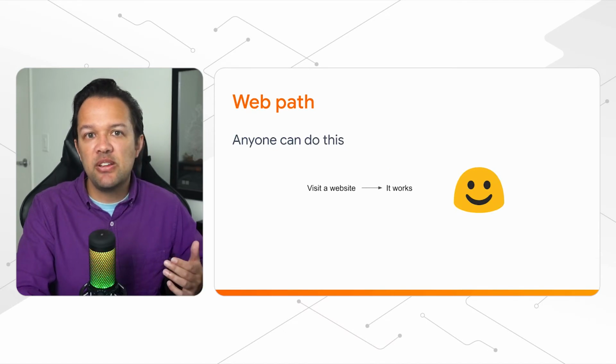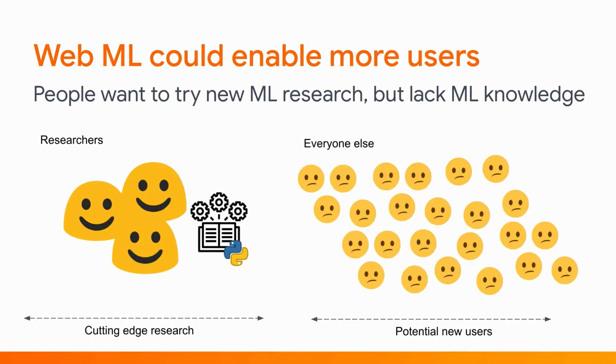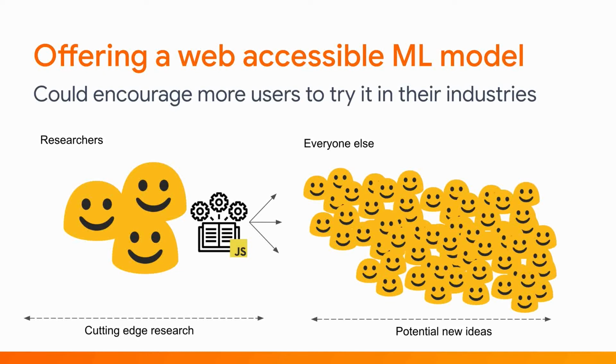Even more engineers and creative folk can then start to explore the power of cutting-edge research for their ideas in minutes instead of hours, to see if it's even a good fit for their needs before committing more time and effort to go deeper. And many of these potential new users are aware of the new research coming out, but are unsure how to get started. Often, there's a programming language barrier, or added friction for usage for a domain they're unfamiliar with. And offering a web-accessible model could encourage more users to try such a model in their respective industries, even if they're not ML experts themselves, which will in turn drive innovation and new ideas.